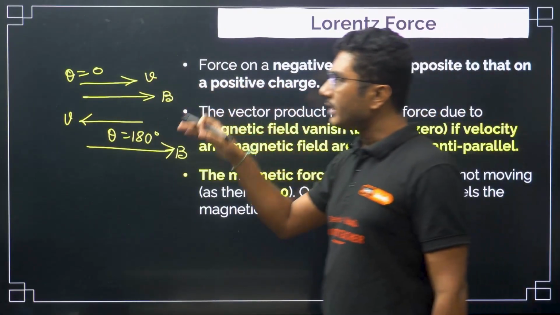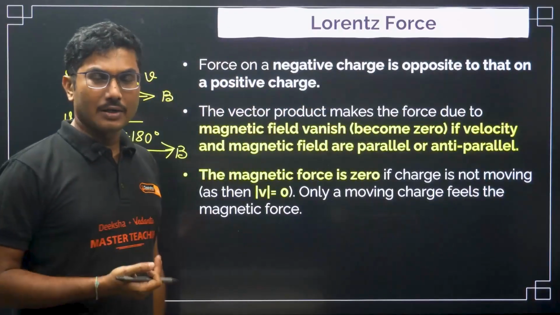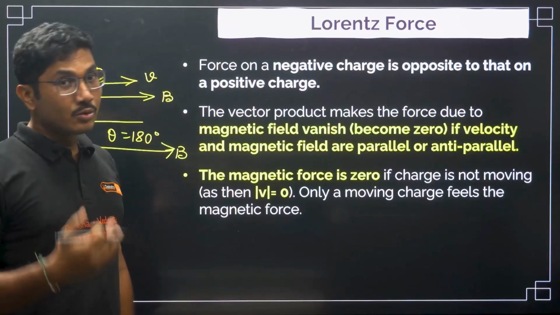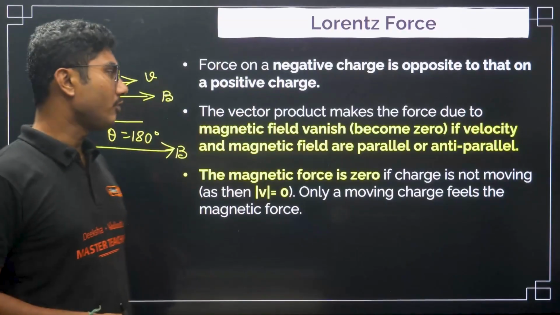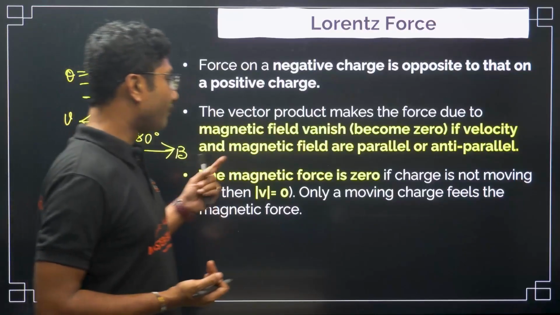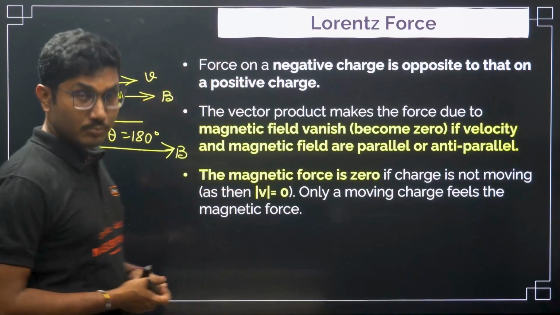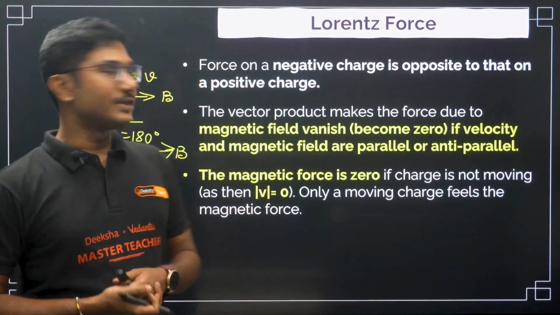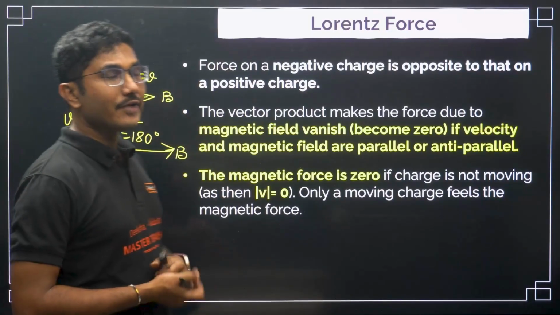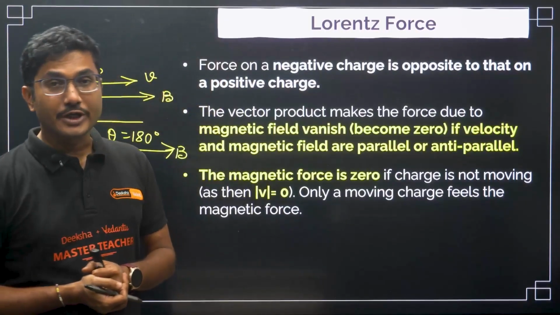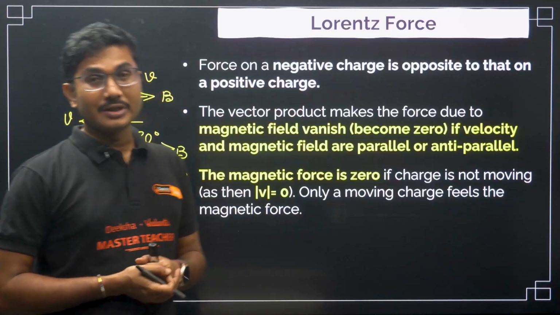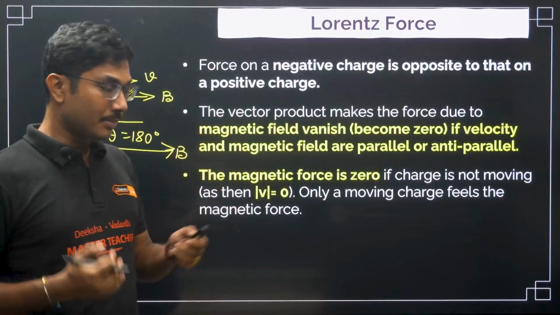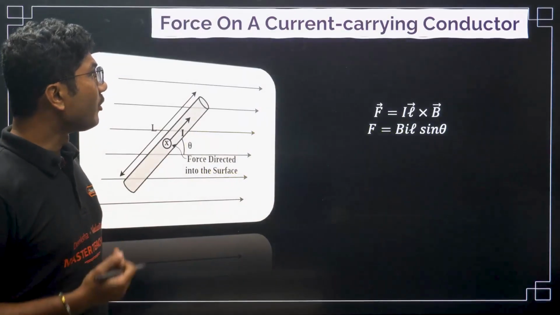Okay, so even if the charge is moving, if it is moving parallel or anti-parallel to the magnetic field, then there will be no magnetic component of the Lorentz force. The magnetic force is 0 if the charge is not moving, that is, velocity is 0. Only a moving charge feels the magnetic force. Now these points are very important for the MCQs that will come in your midterm and your board exam as well. So these are very important points to remember.